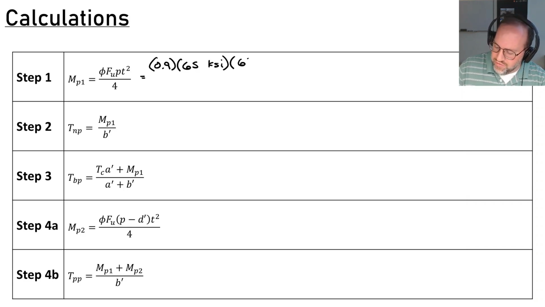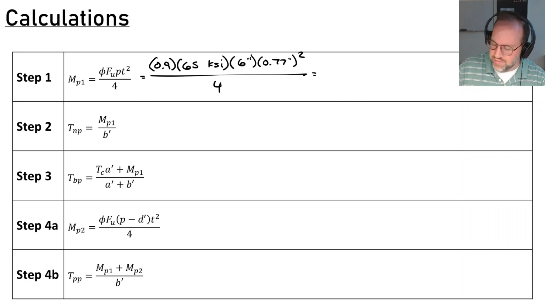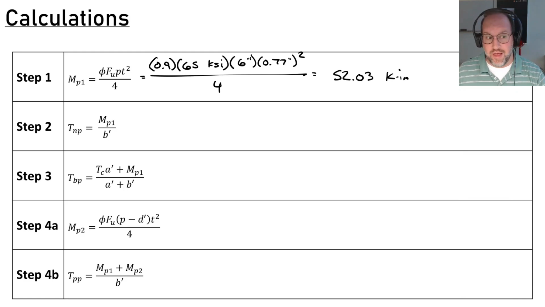Width P is 6 inches and thickness T is 0.77 inches. And I'll square that, divided by 4. And this is equal to 52.03 kip-inches. So that's my plastic moment capacity.